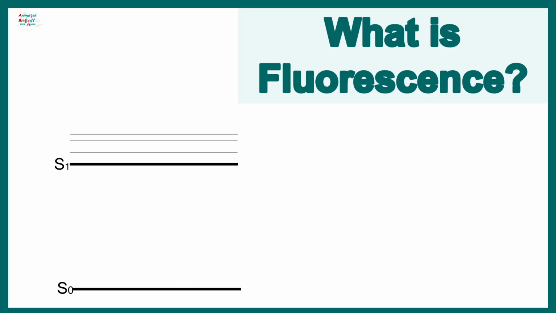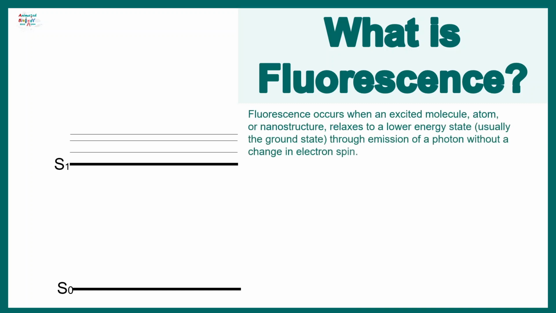So let's talk about what is fluorescence. Fluorescence occurs when an excited molecule, atom, or nanostructure relaxes to a lower energy state, usually to the ground state, through emission of a photon without the change in electron spin. This is very important, without a change in electron spin.